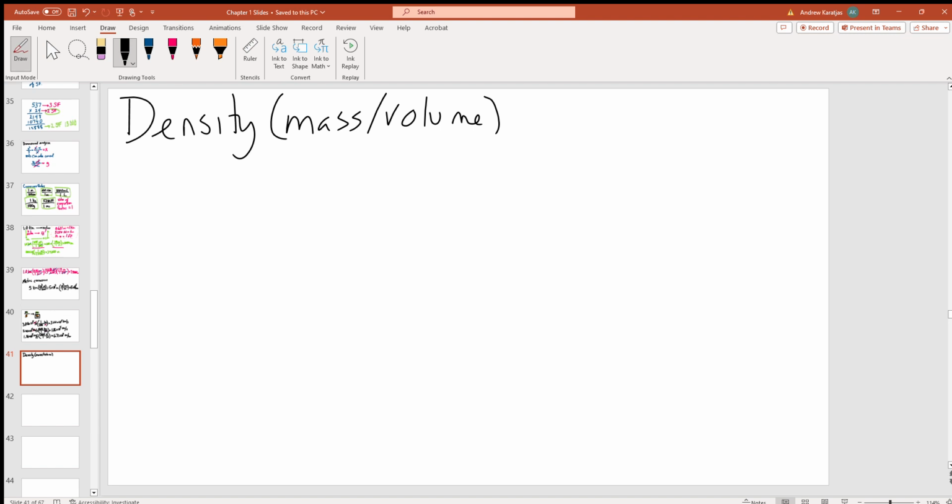Density, which we denote by this lowercase rho, is equal to mass over volume. But if you have any trouble remembering that, I found that sometimes this can be helpful.